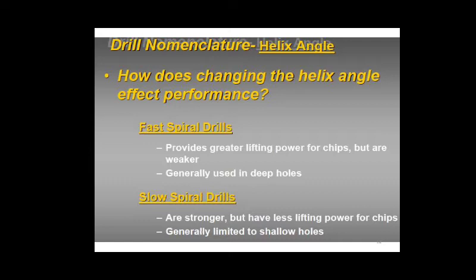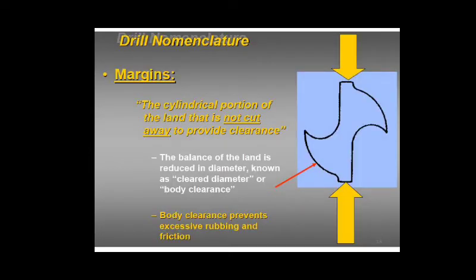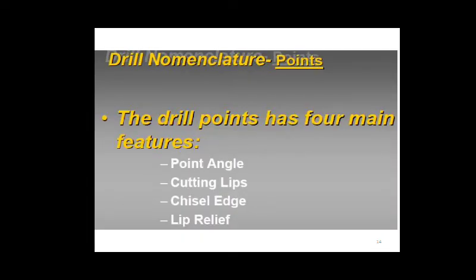Now next, nomenclature, that is margins. The margin is the cylindrical portion of the land that is not cut away to provide clearance. The balance of the land is reduced in diameter, known as body clearance diameter. This body clearance prevents excessive rubbing and friction. So next, point. Point is one of the nomenclature of the drill. The drill point has four main features: point angle, cutting lips, chisel edge, lip relief.